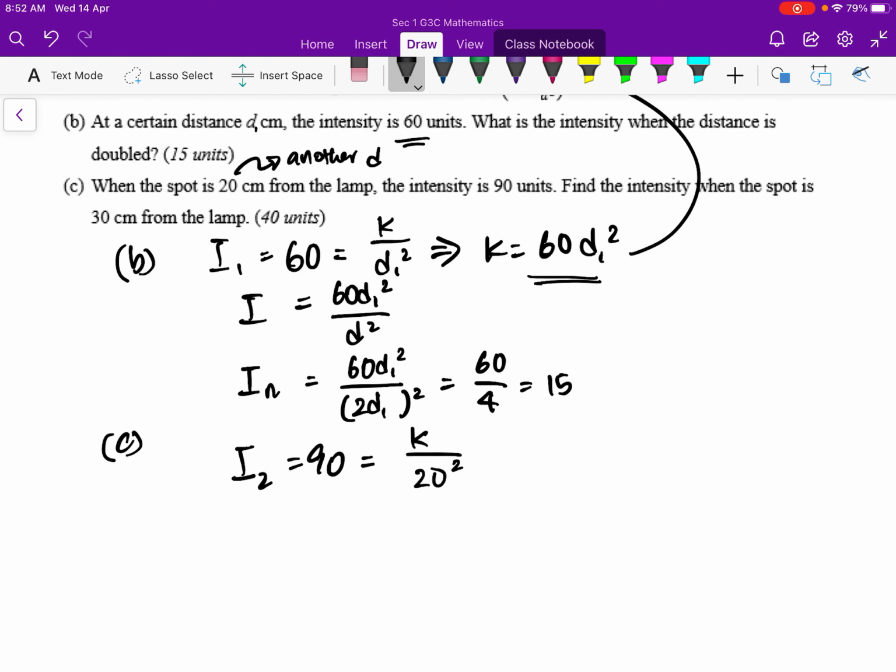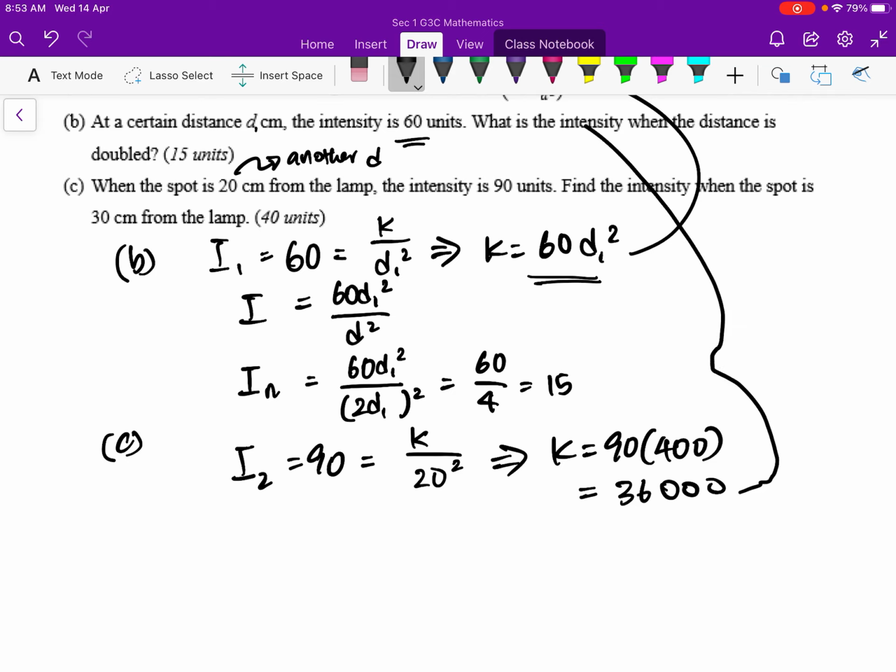Oh, we can actually find the value of K. So 90, that is our second intensity, equals to K, which is a constant, divided by distance squared. Therefore, now we have the value of K, which is 90 times 400. So that's 36000. And of course, I'm going to substitute into the formula up there. So okay, very happy now. 36000 over d squared. This is the complete formula now.